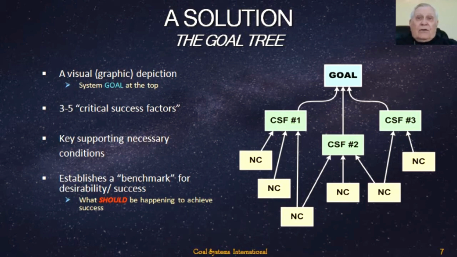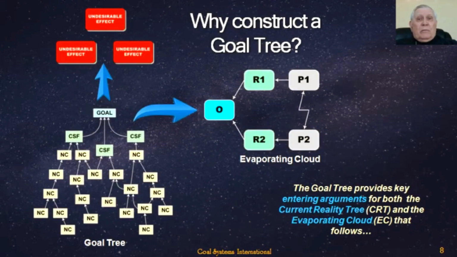In its entirety, the goal tree establishes the benchmark for success. In other words, desirability for the system. As with any benchmark in any other environment, it says nothing about what's actually happening in the system. All it does is define in some detail what should be happening if the system is to succeed in achieving its goal. The goal tree provides you clues about the key entering arguments for both the current reality tree and the evaporating cloud that follows.